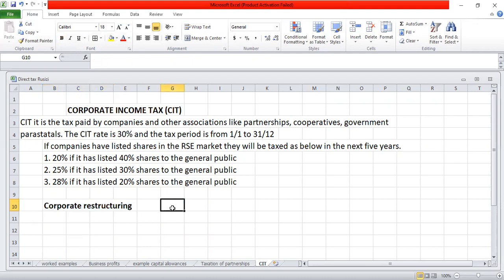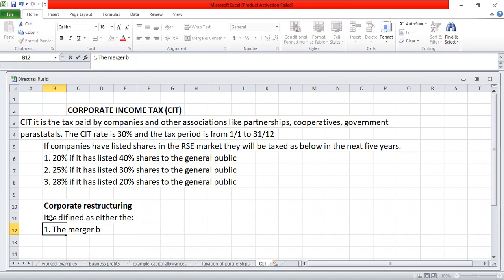Let's discuss corporate restructuring. Corporate restructuring is defined as either the merger between two resident companies, where two resident companies combine and form a new company. That can be a corporate restructuring.